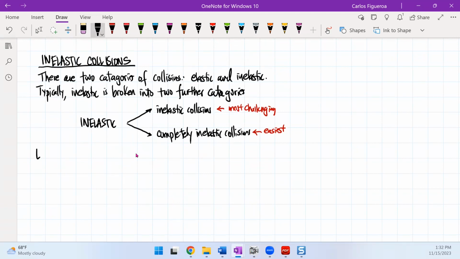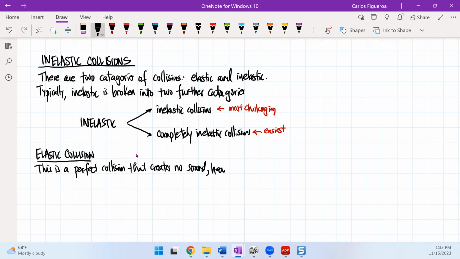So let's go back. What do I mean by an elastic collision? What do I mean by that physically? What we said here is that this is a perfect collision that creates no sound, heat, or light.